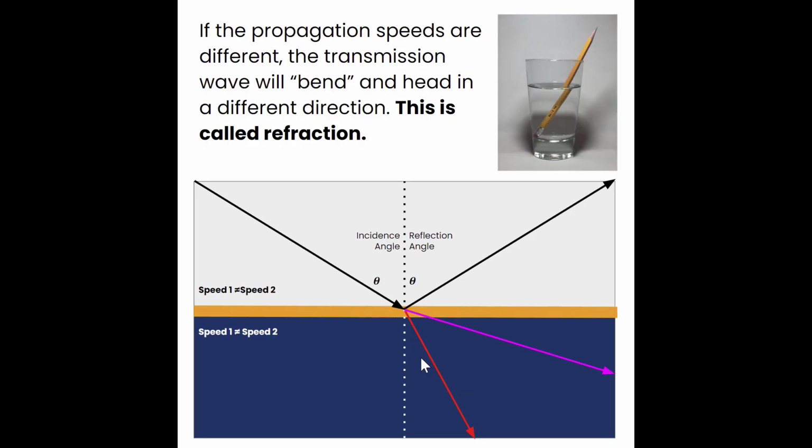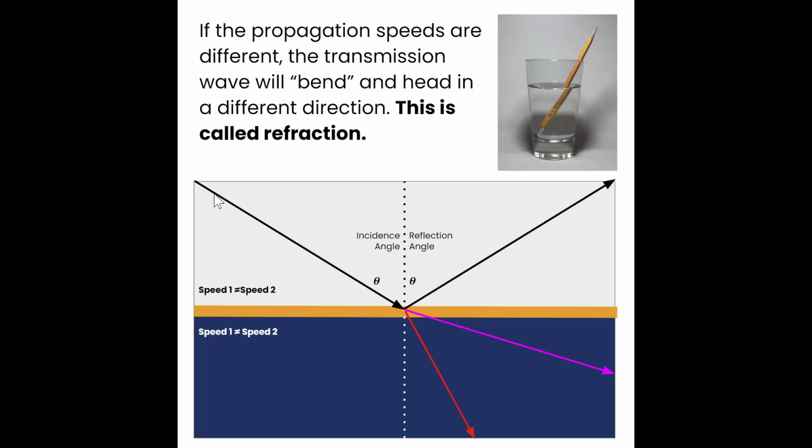But if the propagation speeds are different, the transmission wave is going to bend and head into a different direction, and this is called refraction. So we've all seen this pencil in water. It looks like it's broken, and this is because light is moving differently in the air than it does in the water. It actually slows down a little bit, and so it looks like we've broken or bent our pencil. And the same idea is true for sound.